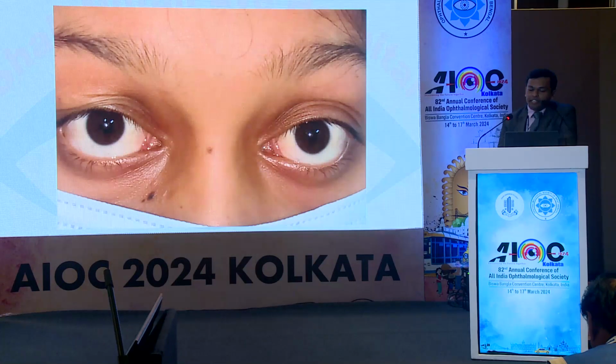Okay, so this was our second case. This was a 20-year-old girl, and the father had brought her with excessive skin over the right eye. And they had noticed this. Her marriage was decided, and they wanted a cosmetic correction for this purpose.